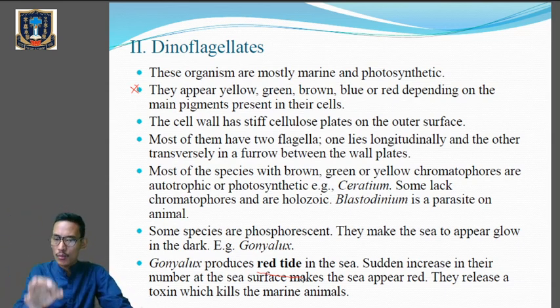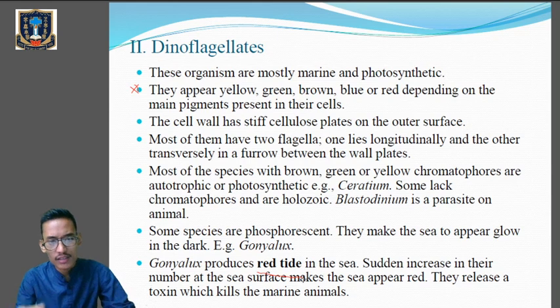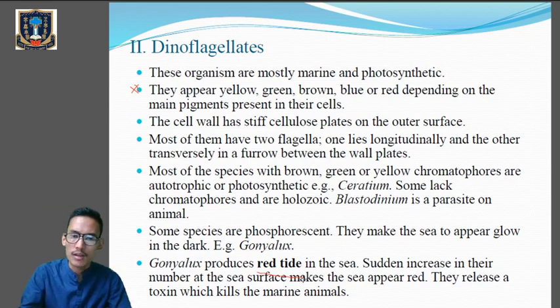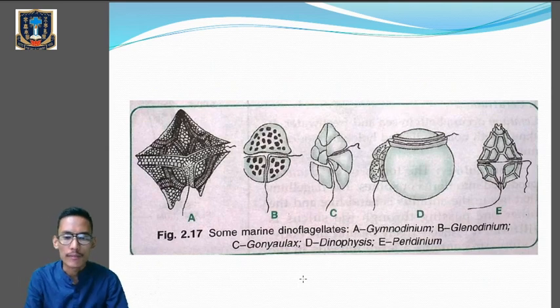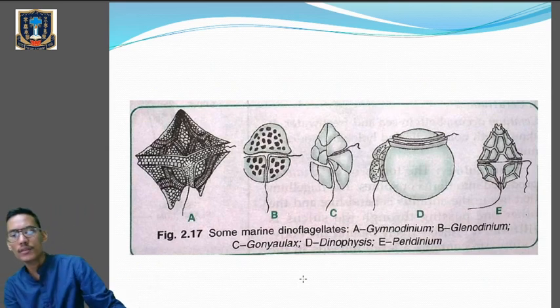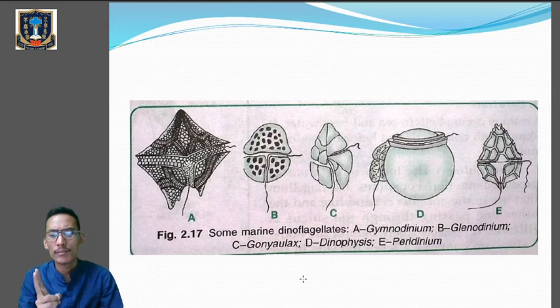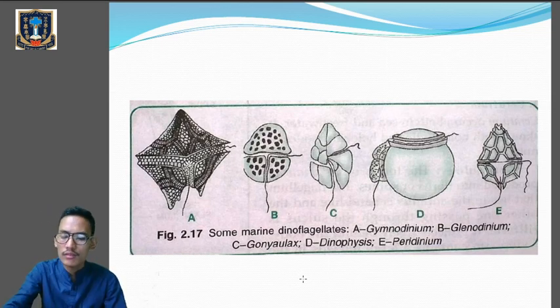Alright, so out of Ceratium, Blastodinium, Gonyaulax, at least remember 2 examples. You have to remember the scientific name. Alright, next one. Diagram, figure number 2.17. So out of here, at least remember 2 examples. I'm telling you once again, at least remember 2 examples of dinoflagellates.